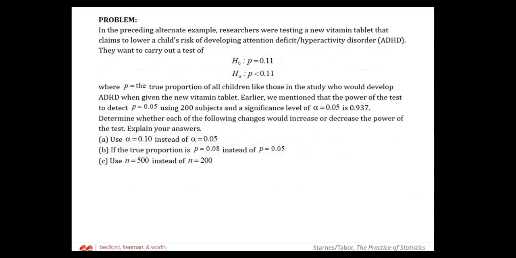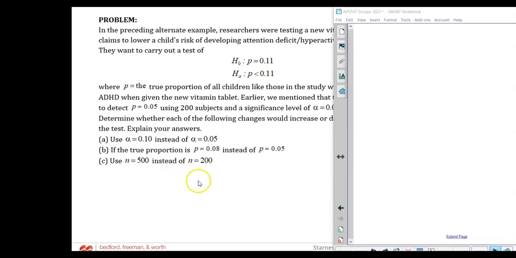In the preceding skill, they want to test that. Okay, so earlier we mentioned the power of the test, that it is 0.937. Determine whether each of the following changes would increase or decrease the power of the test. Explain your answers. Okay, so if alpha went up, alpha 0.1 instead of 0.05.